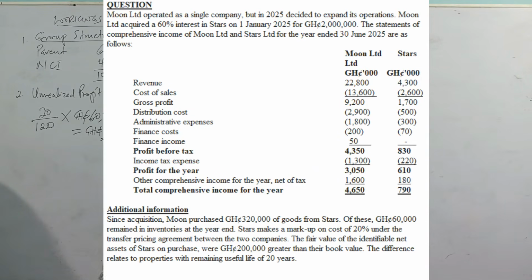The fair value of the identifiable net assets of Stars on purchase were 200,000 Ghana cedi greater than their book value. The difference relates to properties with remaining useful life of 20 years.